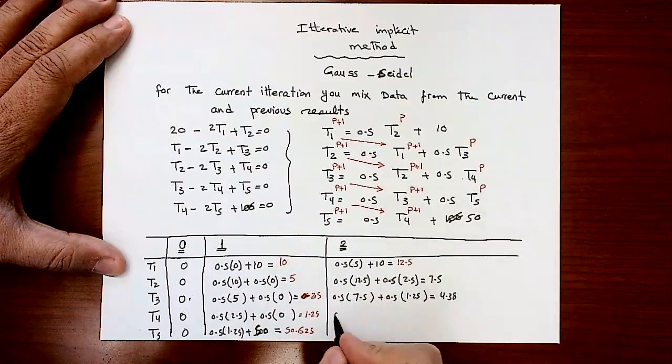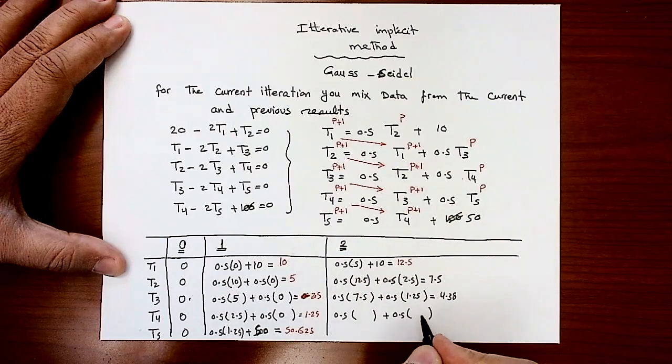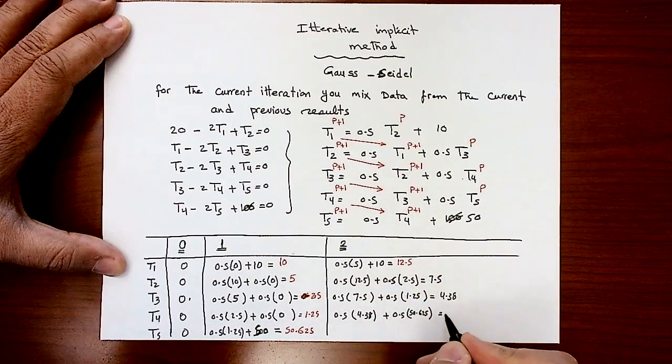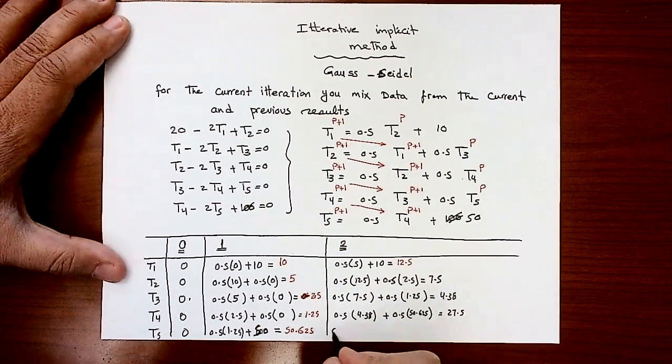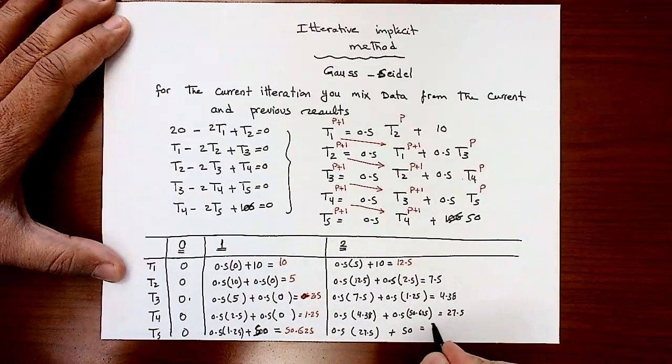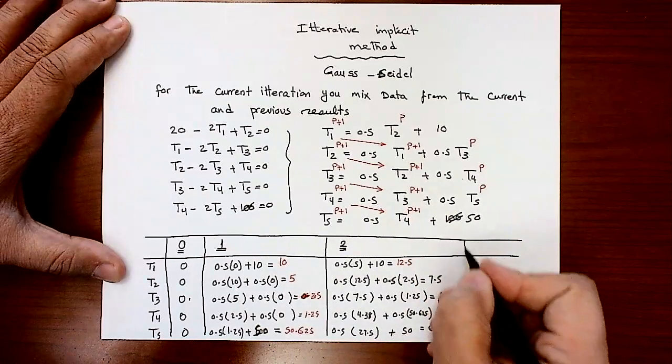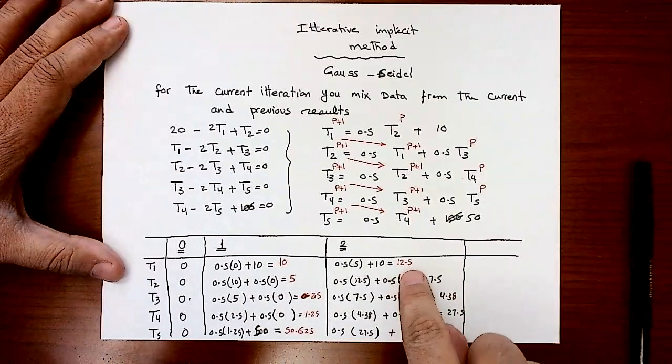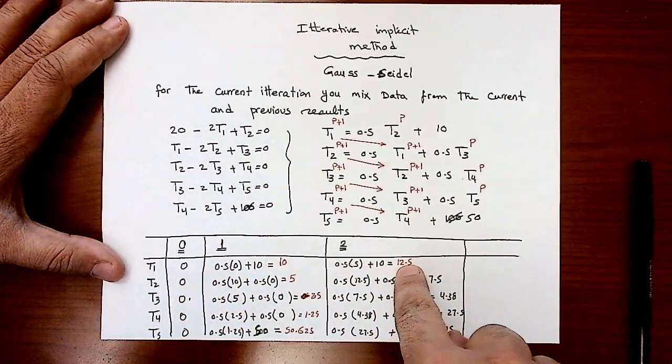Now, next equation, I will have 0.5 times T3 plus 0.5 times T5. T5 does not exist in this current iteration, so this will be 50.625. And now I need T3, that's already calculated, 4.38. You will get that value here to be 27.5. In the last equation, 0.5 T4 plus 50, and T4 is taken from this 27.5. So you end up having like 63.75.